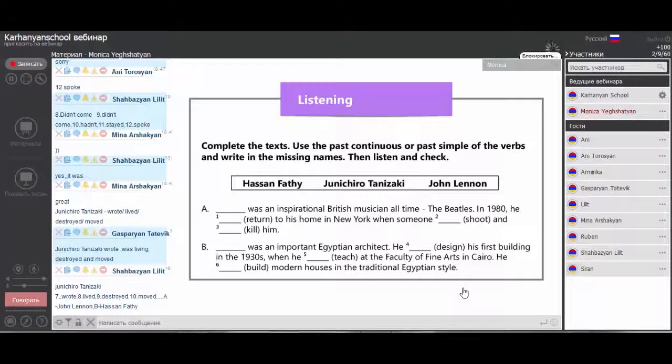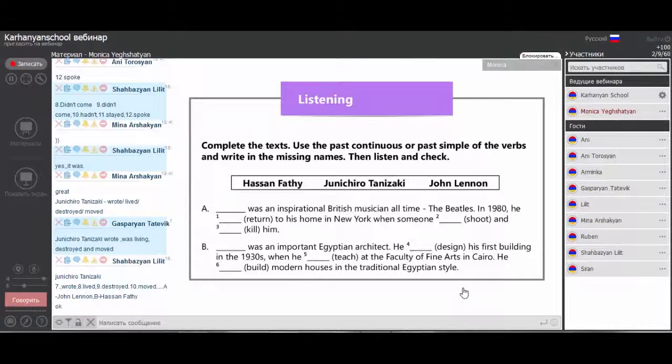Unit 2, Lesson 2, Exercise 5. A. John Lennon was an inspirational British musician from Liverpool and in the most famous pop group of all time, the Beatles. In 1980, he was returning to his home in New York when someone shot and killed him.